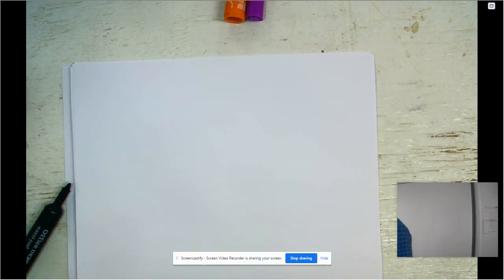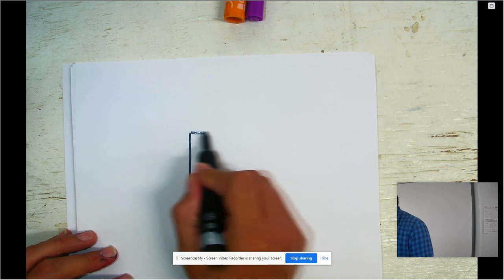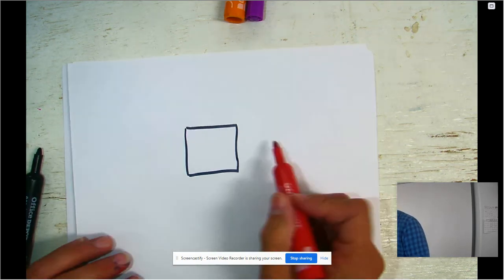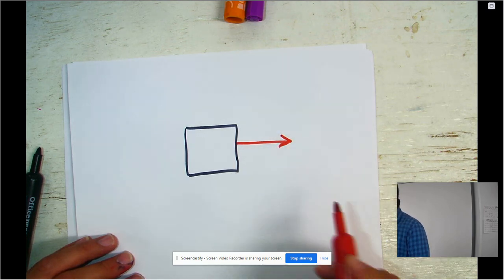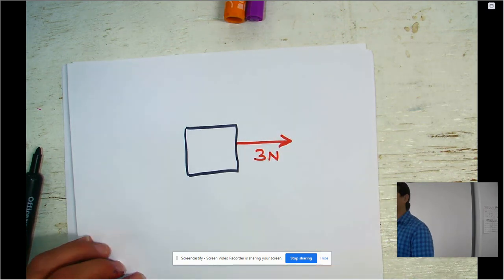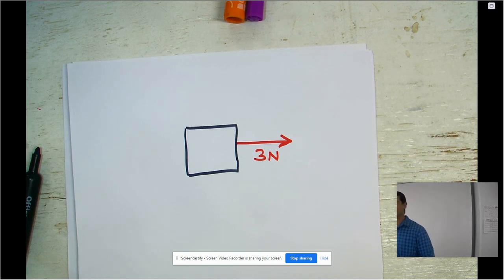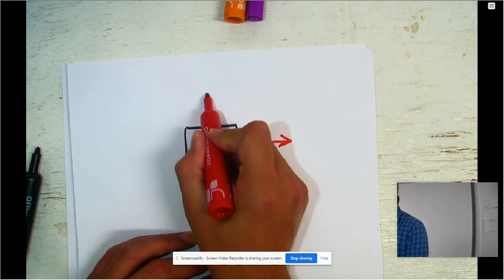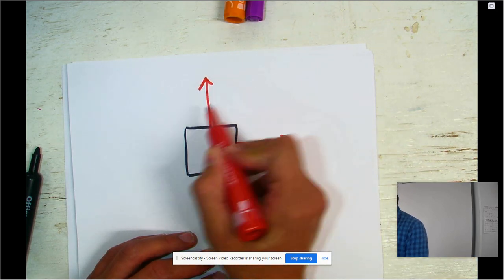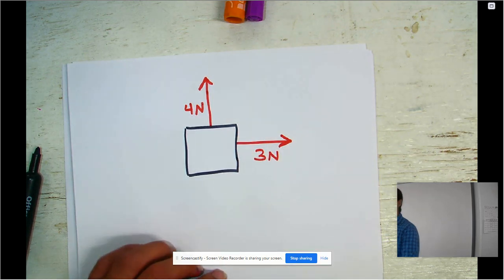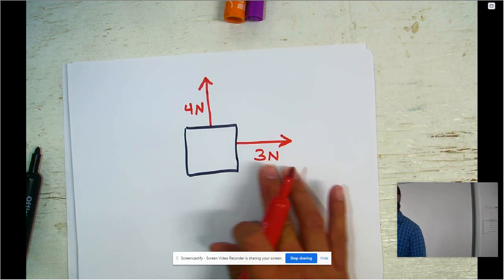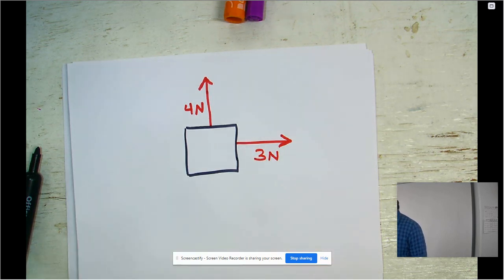Now, we could have a third situation. Let's say that you have your object, and that object is being pushed to the right at 3 newtons. And let's say that you have a force that's pushing in an upward direction at 4 newtons. So we have 3 newtons to the right, and 4 newtons pushing upward.